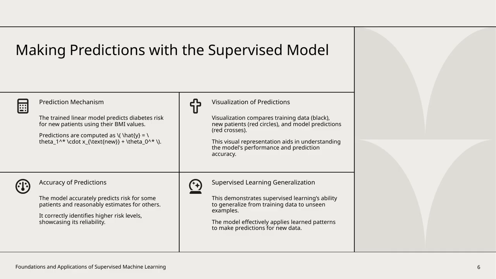Finally, let's talk about how the model actually makes these predictions. It uses a simple linear equation based on BMI values. Essentially, it takes the BMI of a new patient, multiplies it by a learned coefficient, and adds an intercept to produce a risk estimate. This straightforward approach makes the model transparent and easy to interpret, which is important when applying machine learning in real-world scenarios like healthcare.